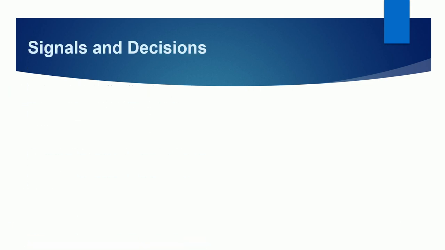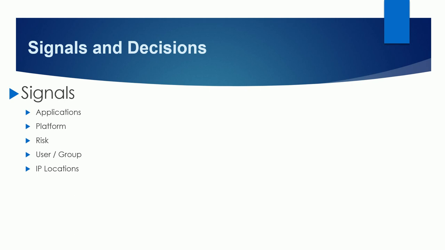Let's quickly move to the signals and the decisions. Signals basically come from your applications, like if you want to check the application version or whether the application is installed or not, then only your device will be compliant. These are the signals. The application will send signals in the sense of details or alerts.